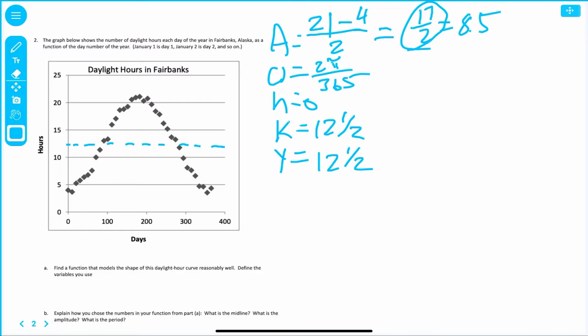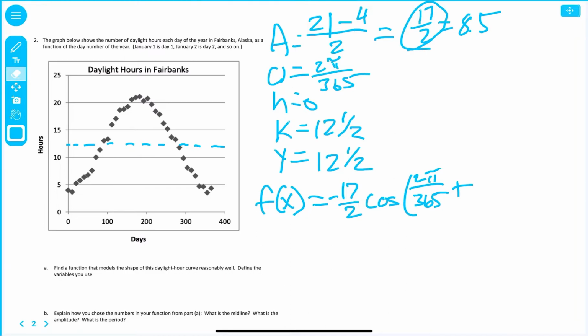So now let's write it. F of x is equal to, what's our amplitude? 17 over 2. Negative 17 over 2 cosine, what's our period? We'll just leave that as 2 pi over 365. Plus nothing. And we called it x, so we'll leave it as x. And then plus, what's our 12 and a half?